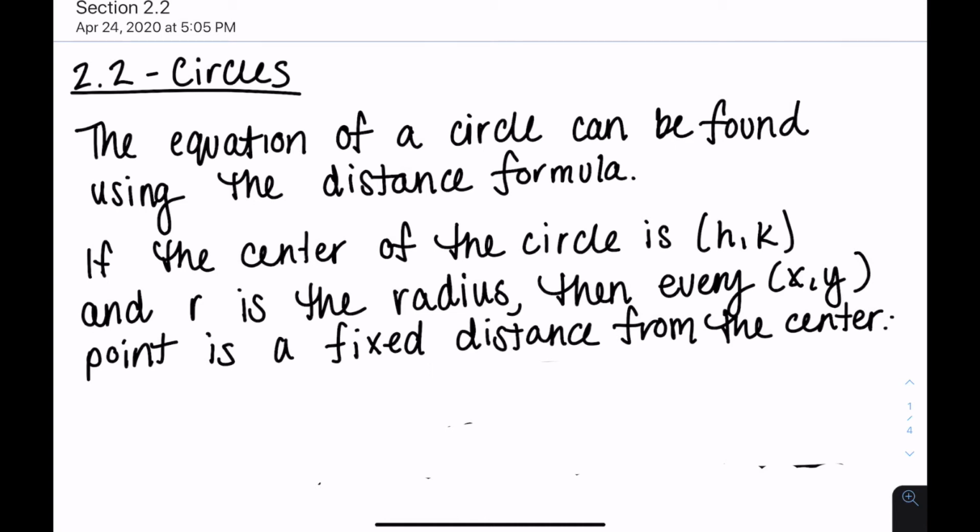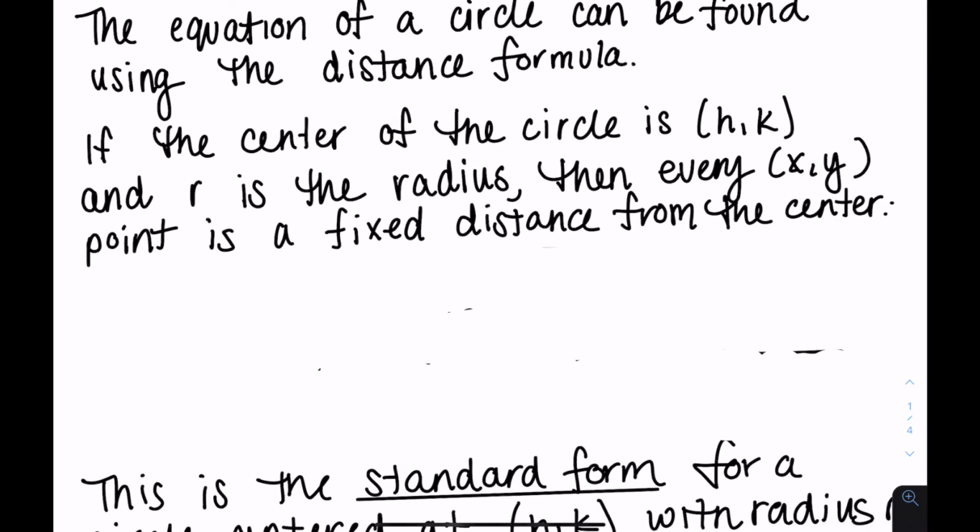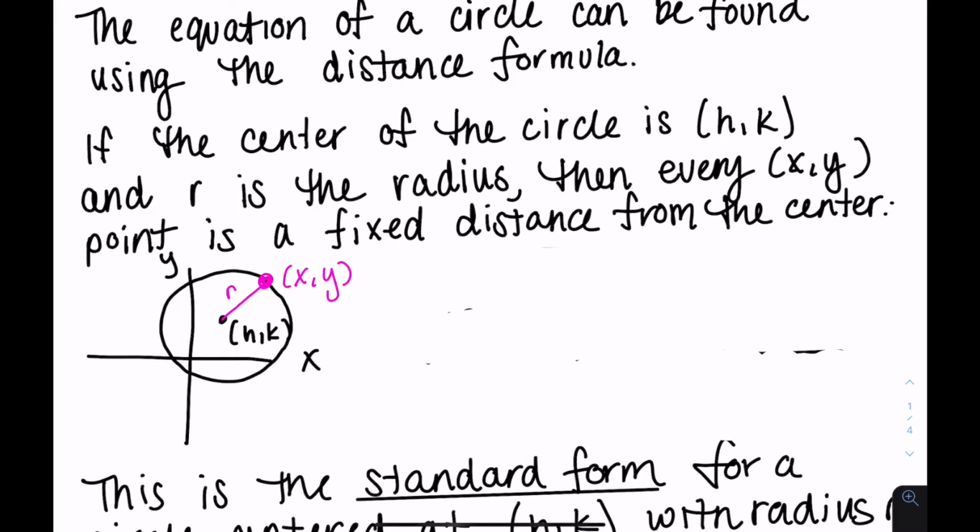So this next section is purely going to be about circles. The equation of the circle really just comes from using the distance formula. You've got a center, (h, k), and every point that lies on the circle is a fixed distance from the center. This fixed distance is called our radius. Graphically, that means you have a center and you have a fixed distance.